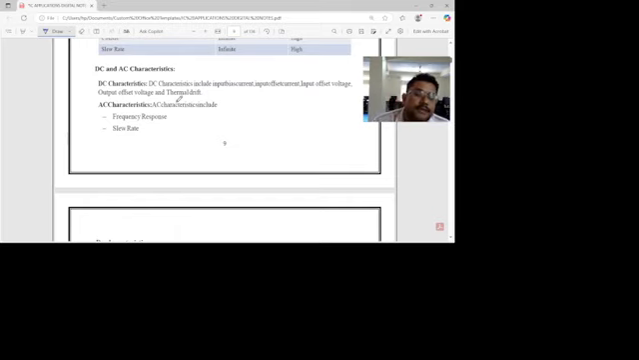So first we will discuss the DC characteristics, which is the direct current. DC characteristics include input bias current, input offset current and input offset voltage. First is input bias current. Next is input offset voltage, then input offset current. Four characteristics we will discuss one by one, along with thermal drift.